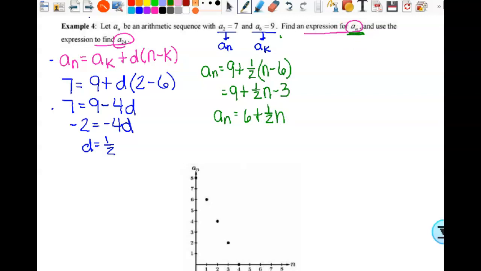So tell me, for this sequence, what is your initial term? 6, right? It's 6. And again, nobody's asking me for that, but something we should be able to recognize. All right, so now I have that. Now I want to find 24 here. So A24 is equal to 6 plus 1/2 times what? 24. So the 24th term is equal to, well, half of 24 is 12, plus 6 is 18.